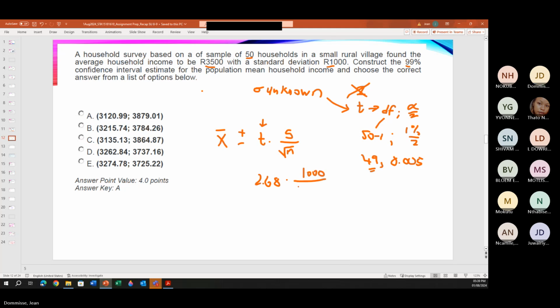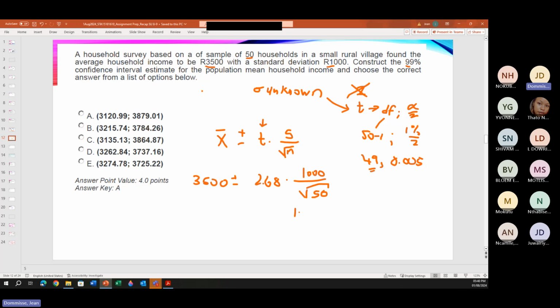Unfortunately, the N is not one that one can just say the square root of it will give us a nice number. So that is why we also have all the decimal numbers. So 3,500 plus minus 2.68 times 1,000 divided by square root of 50. So I'll first work out what the standard error is. So that's 1,000 divided by the square root of 50.